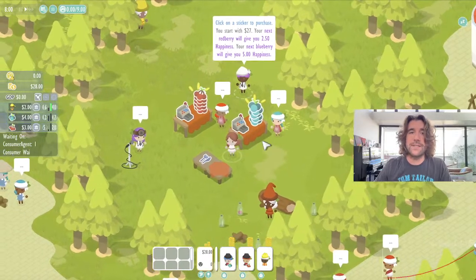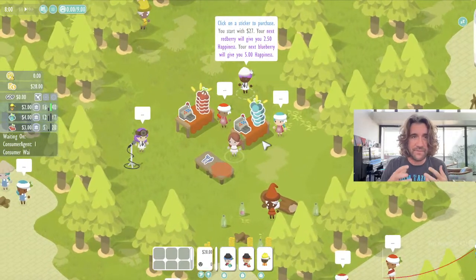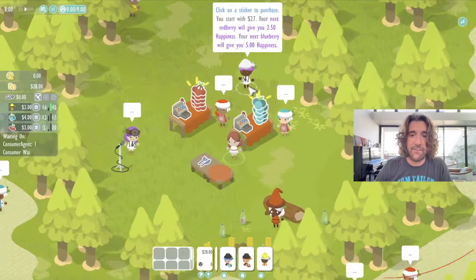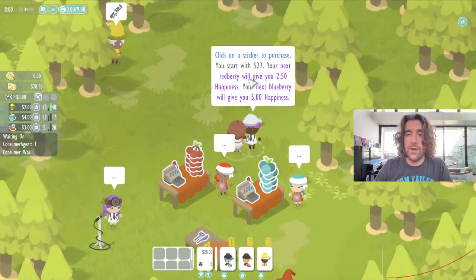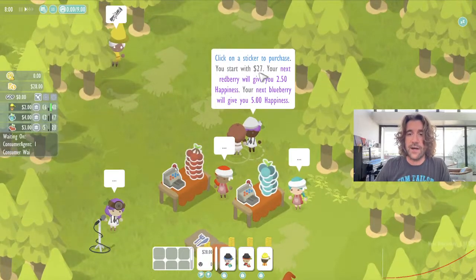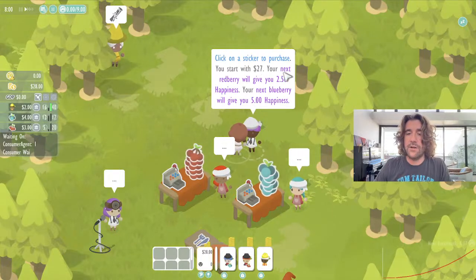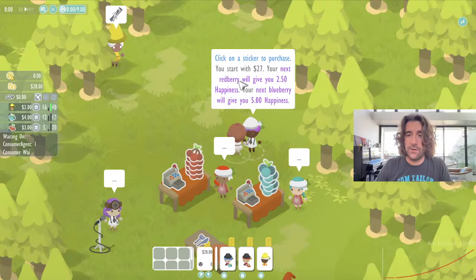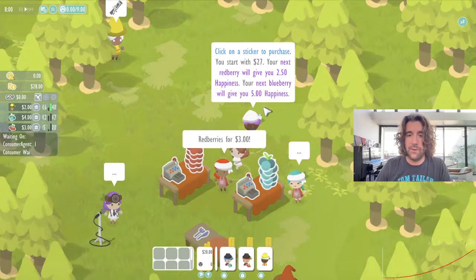We are also doing something here that facilitates how you understand this equation, because this character up here is actually telling you exactly what's going on. You start with a budget of $27, and your next red berry will give you 2.5 happiness. Your next blueberry will give you 5 happiness. So you know the budget, and you know what's gonna be the extra happiness that each one of these goods is giving you, red berry and blueberry.